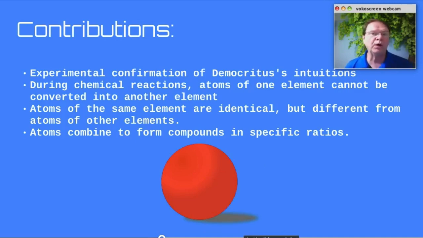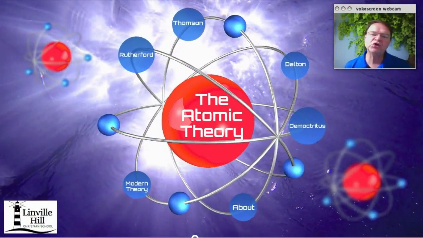For example, you know the chemical formula for water is H2O. You've probably known that for a long time. 2 parts of hydrogen atoms for every 1 part of the oxygen atoms. And we're able to experimentally confirm that for sure. All right, but then again, the structure of the atom for Dalton was basically the same as Democritus. You had these little balls.